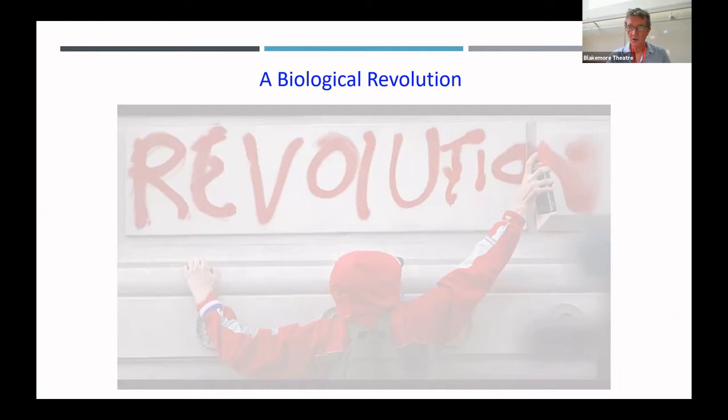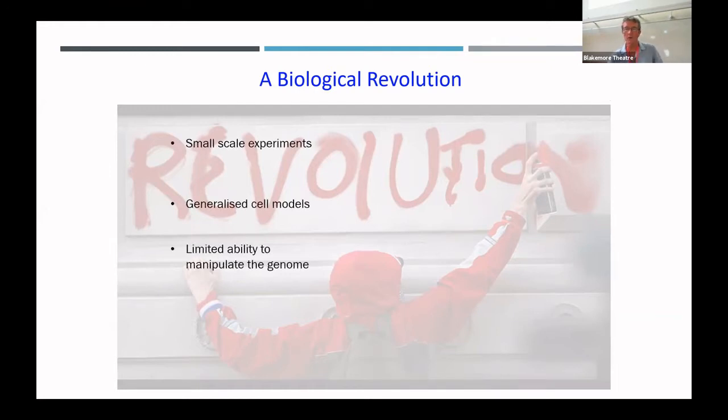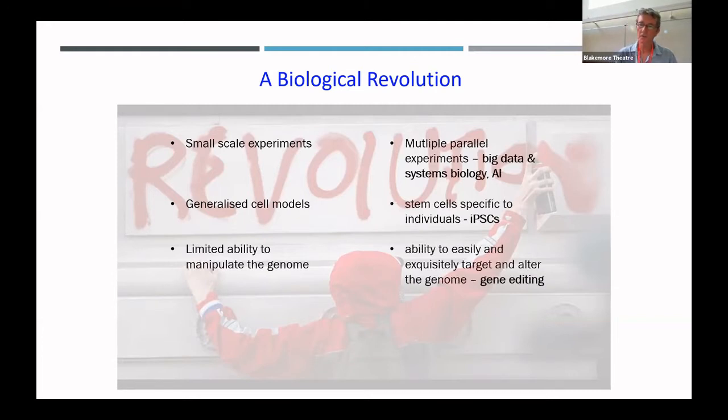So how has that changed the way we do things? Well, what we used to do, by that I mean when I was an experimentalist, when I was a postdoc, we would be typified by doing small scale experiments, by mixing A and B and seeing what happened. We'd have very generalized cell models, typically neuroblastomas with very little contextualization to the human condition. And we'd have limited ability to manipulate the genome. Maybe we could do a bit of homologous recombination. That was about it. And then these technology revolutions that I've just indicated, they've changed the way we do things.